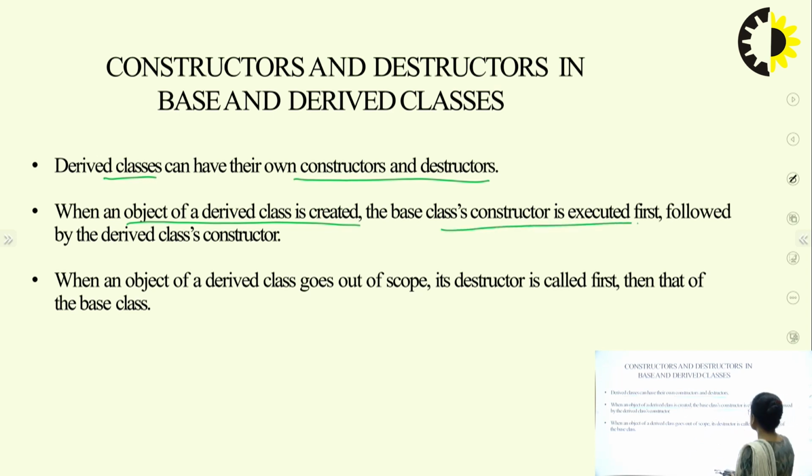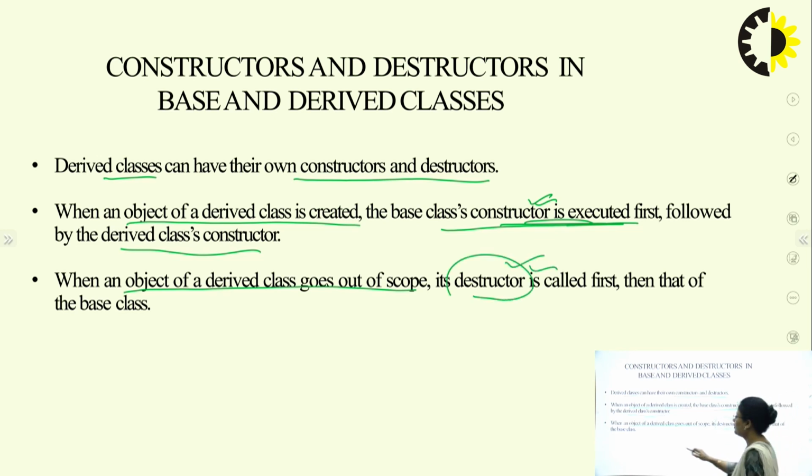The base class constructor will be executed first. This is the point that we need to remember. Only after the base class constructor is executed will the derived class constructor be executed. And when an object of a derived class goes out of scope, that means when the destructor function of the derived class is executed, the derived class destructor will first be executed, followed by the destructor of the base class. So it's just vice versa.